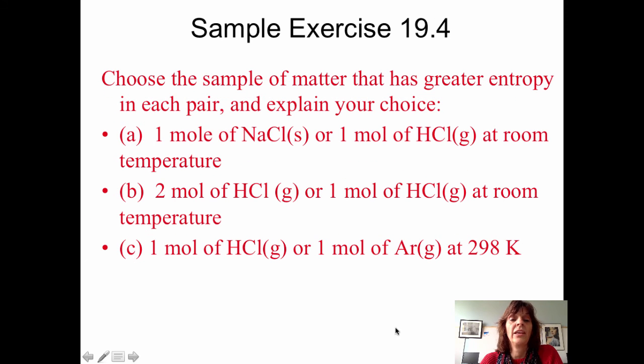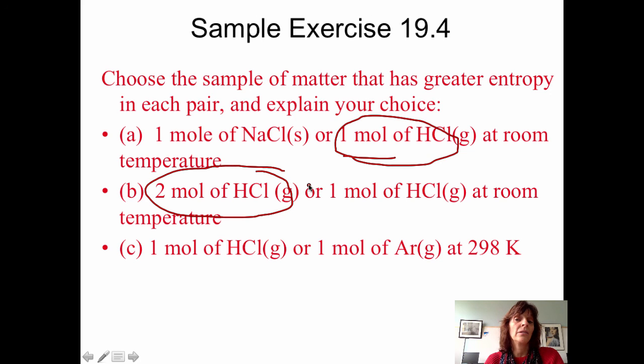All right, one last exercise. Choose the sample of matter that has greater entropy in each pair: solid sodium chloride or a mole of HCl gas. The gas will have more freedom of motion. 2 moles of HCl gas or 1 mole of HCl gas, both at room temperature. Obviously, the 2 moles, you've got more particles, more possible motions. 1 mole of HCl gas or 1 mole of argon, that's going to be the HCl gas because it's got a bond and it'll have more vibrations, etc., than an individual particle.